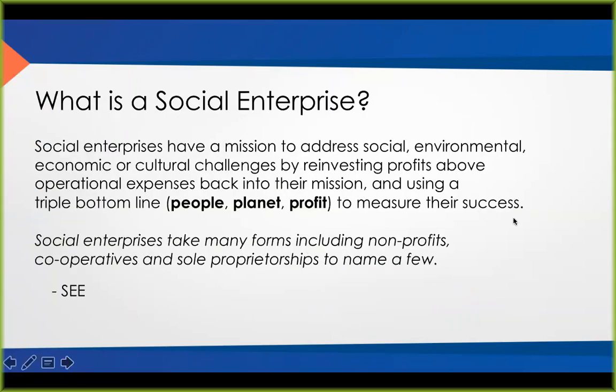And just to reiterate our definition for this partnership. This has been agreed upon by all the One members involved. This is our definition for social enterprise: that social enterprises have a mission to address social, environmental, economic, or cultural challenges by reinvesting their profits above their operational expenses back into their mission, and they use a triple bottom line to measure their success. So what we're going to be talking about here today is actually ways of measuring that impact in a more concrete way.